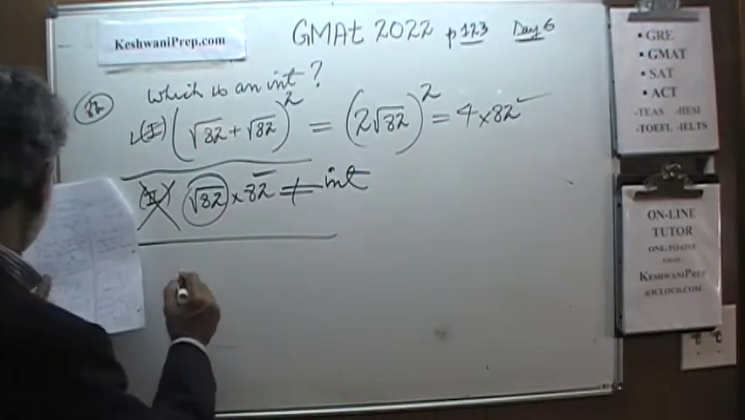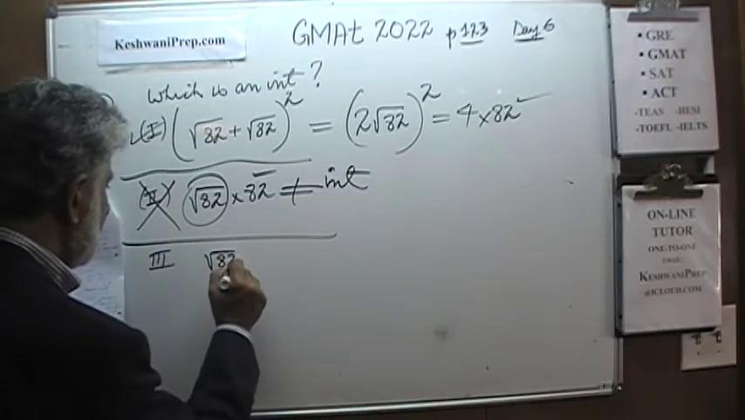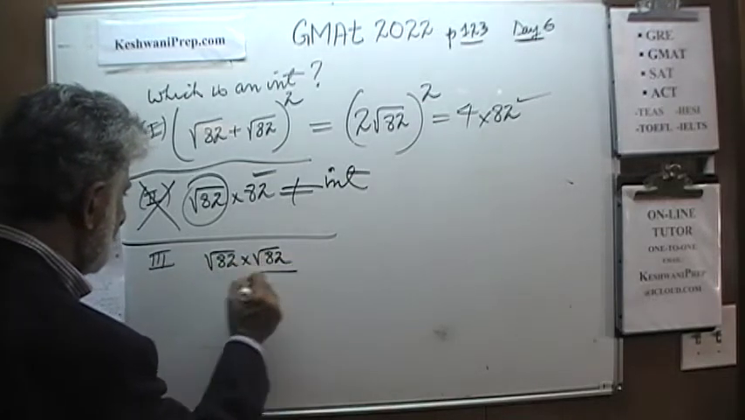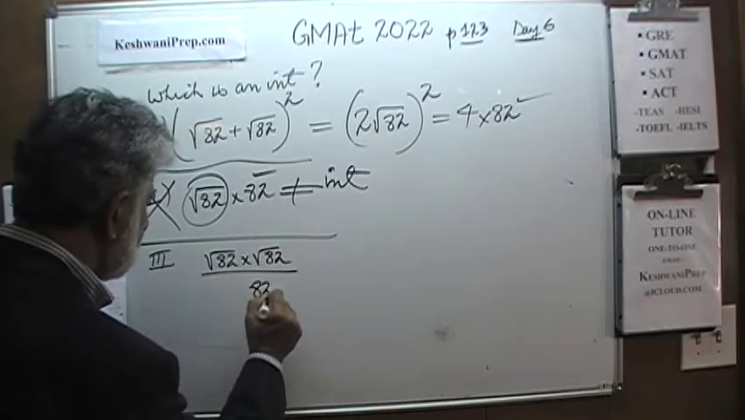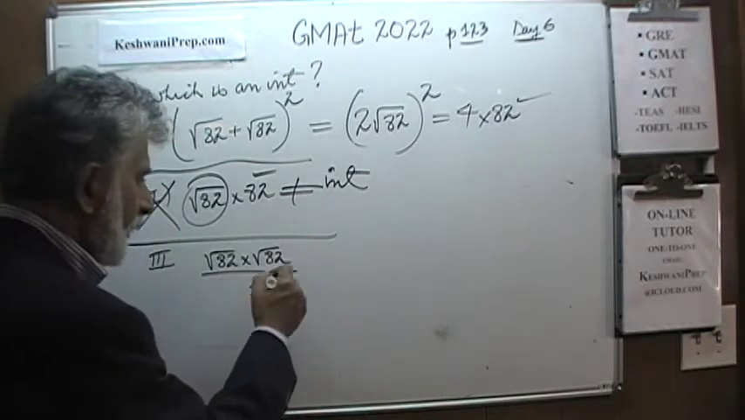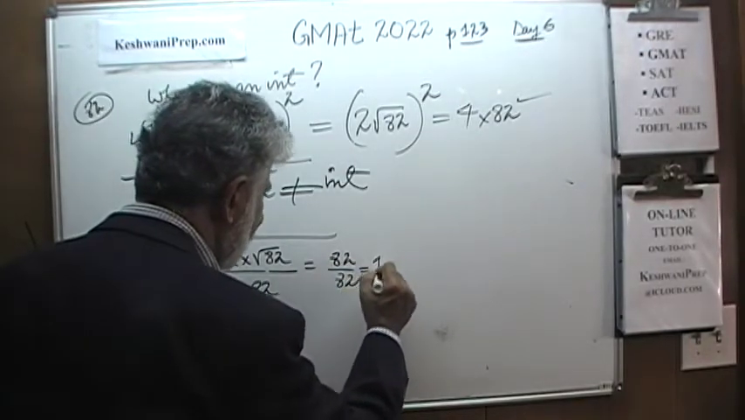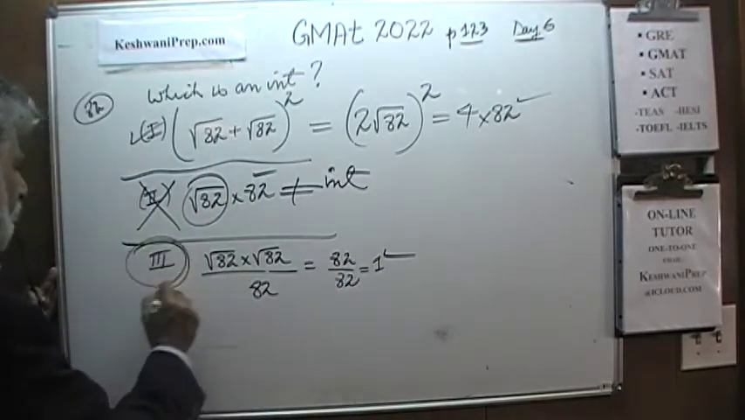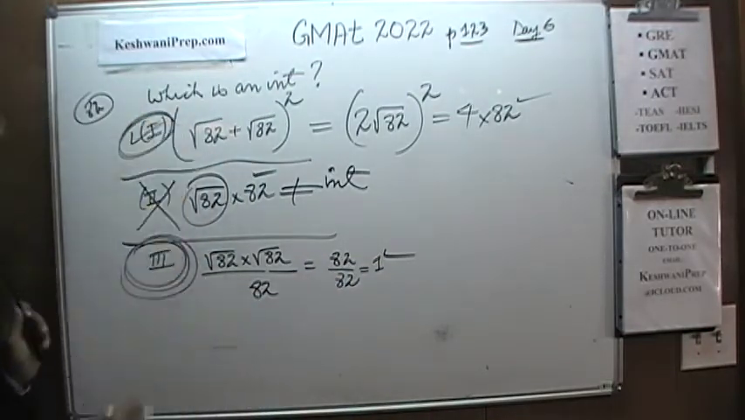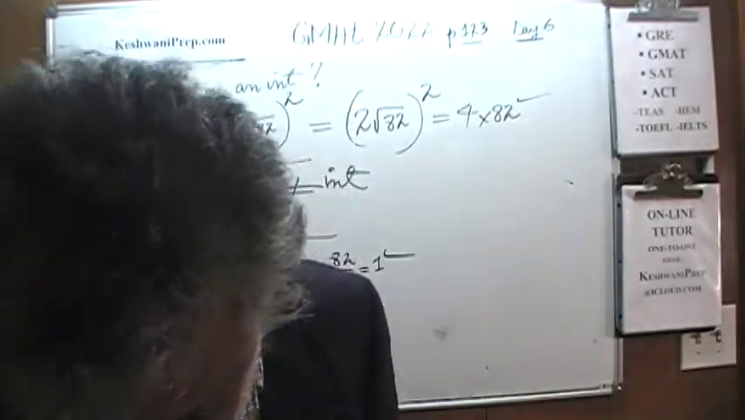The last one says root 82 times root 82 over 82. But there you go. Root 82 times root 82 is just 82. It's just 1. So that one works. So the answer is 3 and 1. 1 and 3 is the answer.